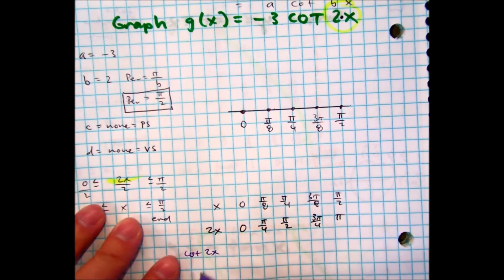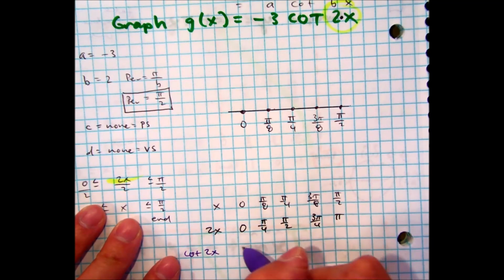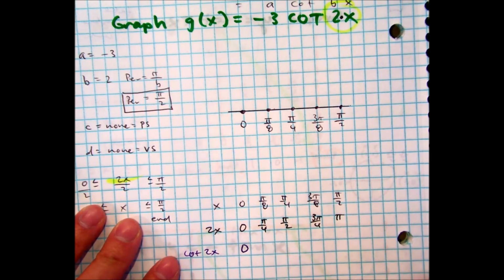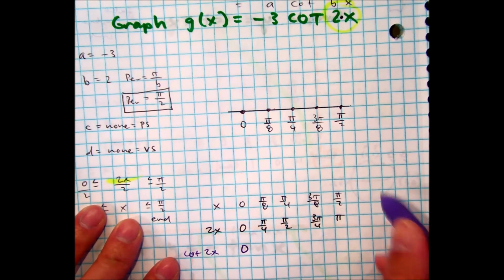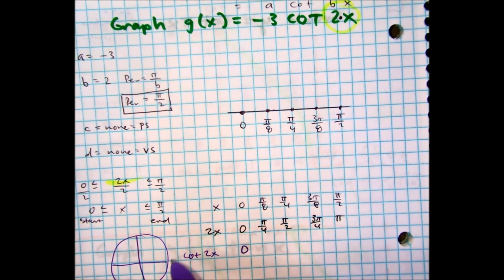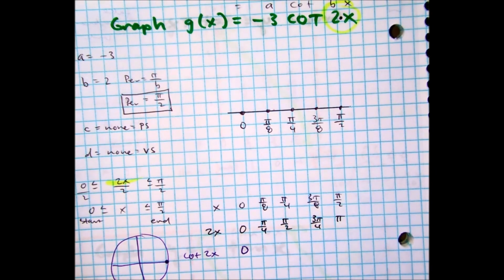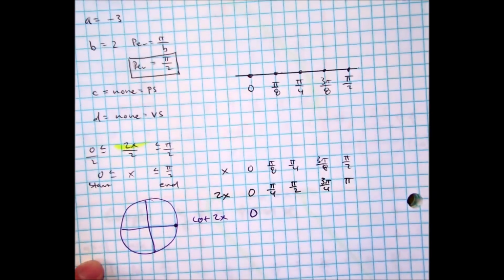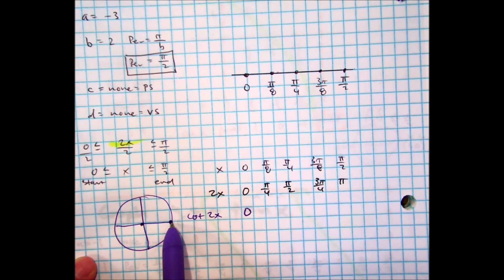We're finding cotangent at 0. Pi over 4. So here is our unit circle. Rebel, what's the ordered pair right there? So my origin is 0, 0. Oh, 1, 0. 1, 0.